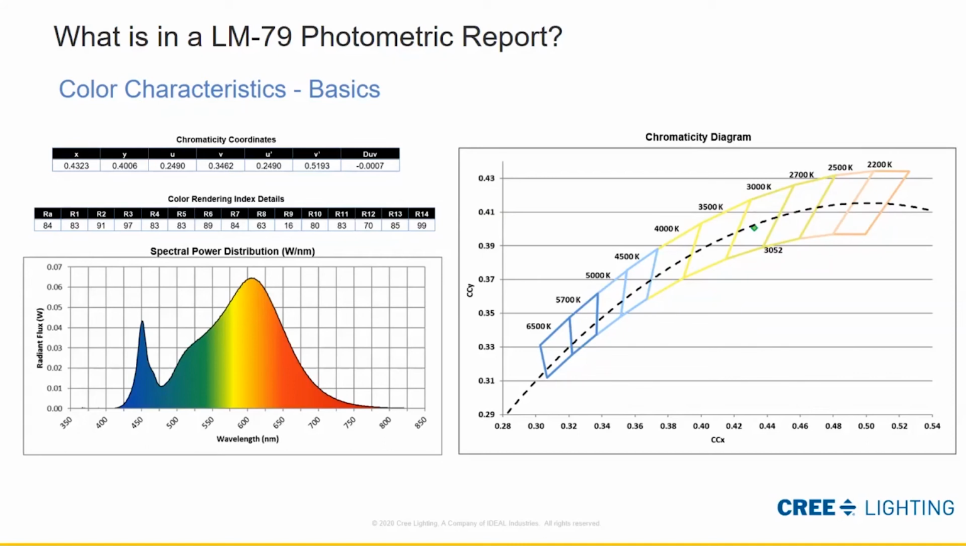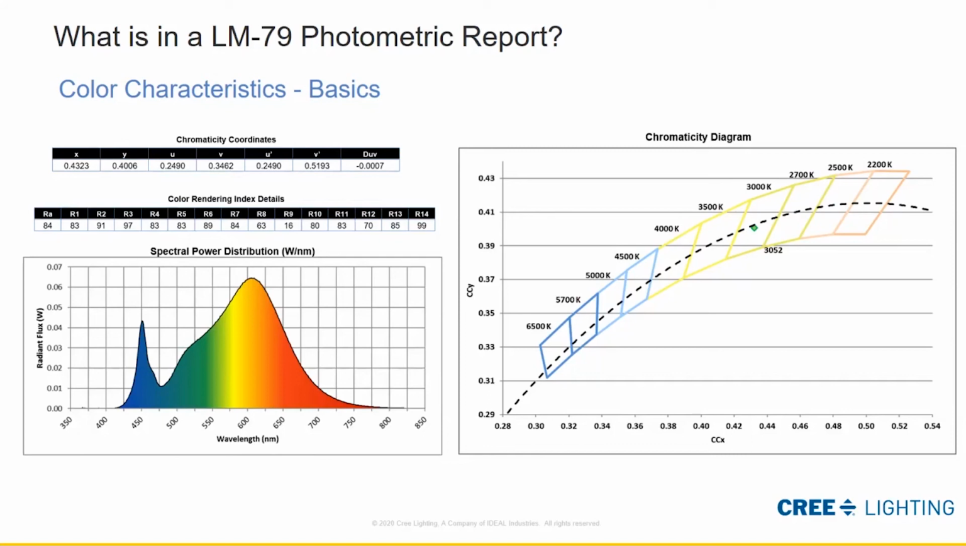Sure. So an LM-79 report is a static, initial photometric report of a product. An LM-80 report is at the LED component level. If you think about it, LM-79 would be looking at a lamp or a luminaire, an integrated full system. LM-80 looks at the component level, the LED level.